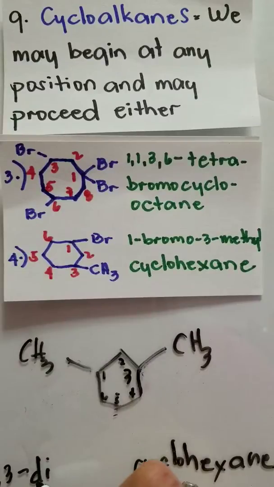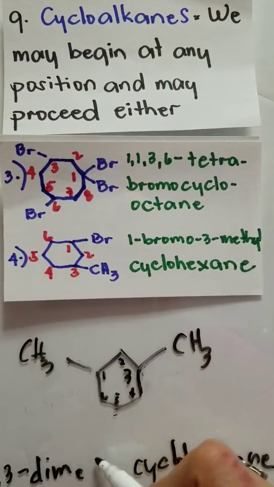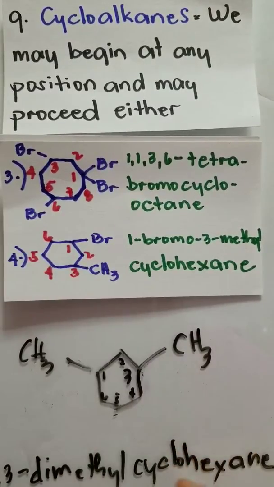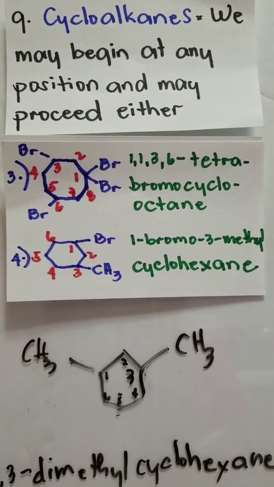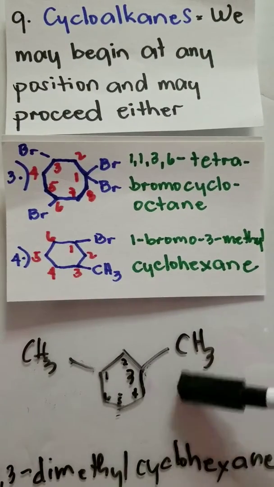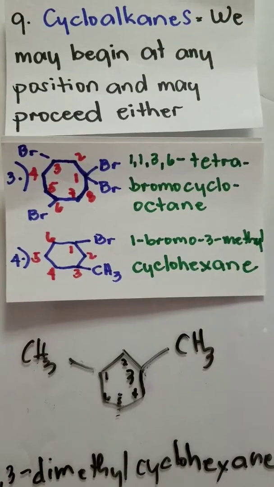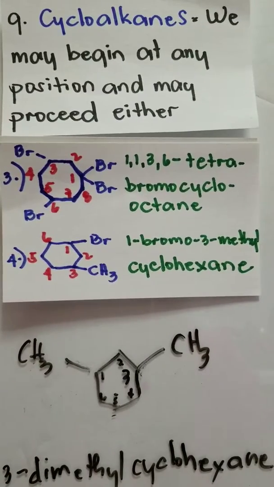So you have 1,3-dimethylcyclohexane is the name of this structure, right? So is that clear to you now? Okay, thank you. Now next we have the second example.